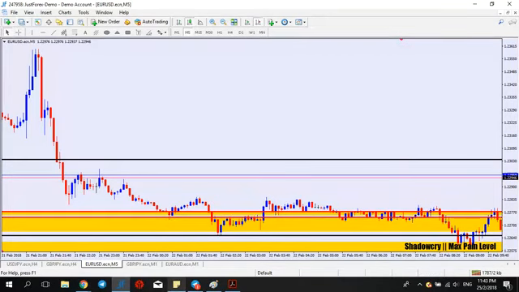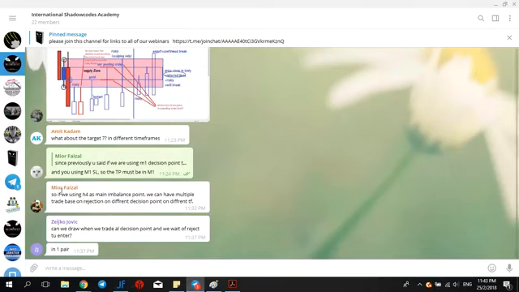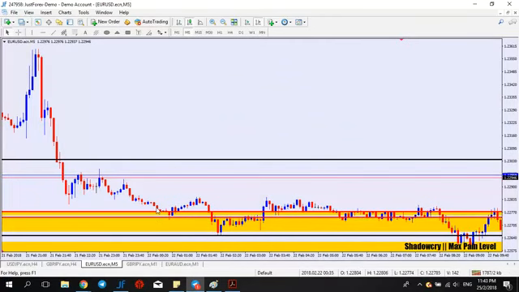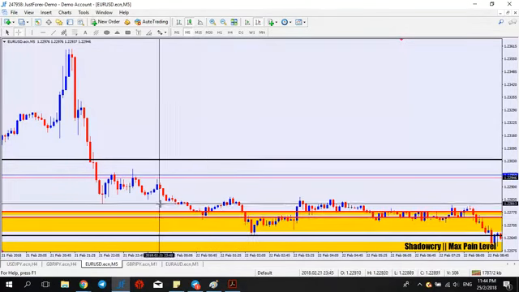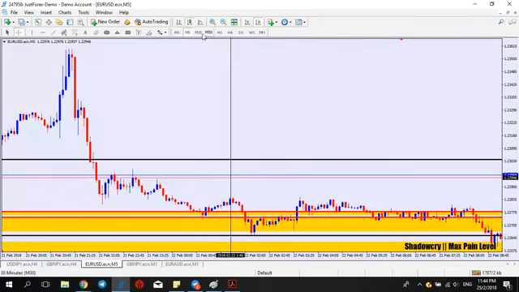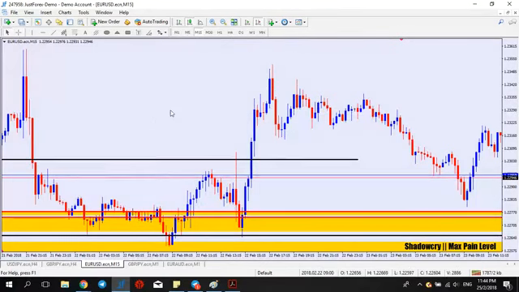What is the question again? If we're using H4 as the main imbalance point, we can have multiple trades based on rejection on different decision points on different time frames. Over here you have one decision point on M1, but sometimes this decision point cannot hold or withstand the price. If you're using H4, it's better for you to look at M5 or M15 for a better rejection.